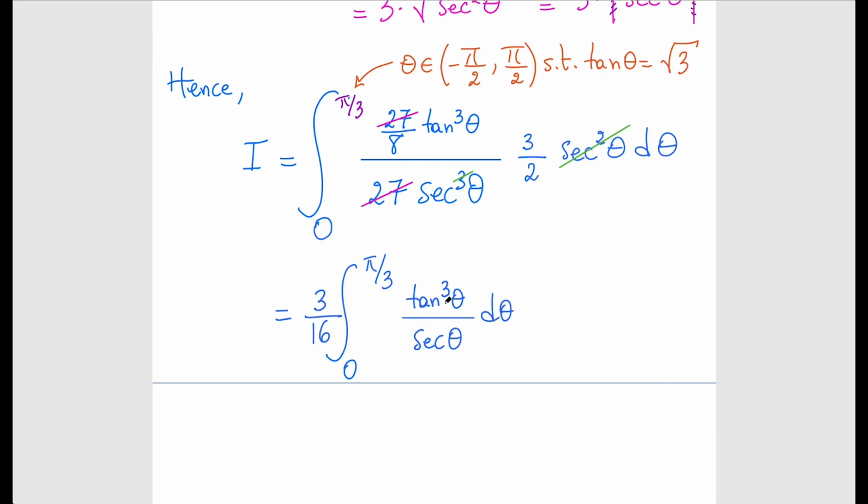Okay? Tangent cubed theta divided by secant. Don't forget what tangent means. Tangent means sine over cosine. So that's 3 over 16, the definite integral from 0 to pi over 3.